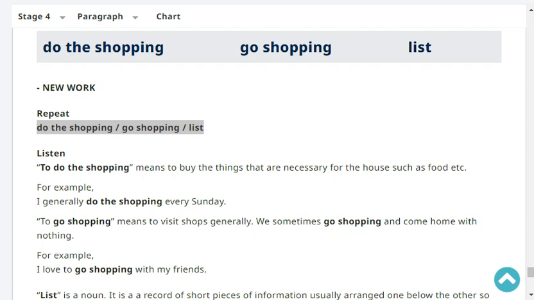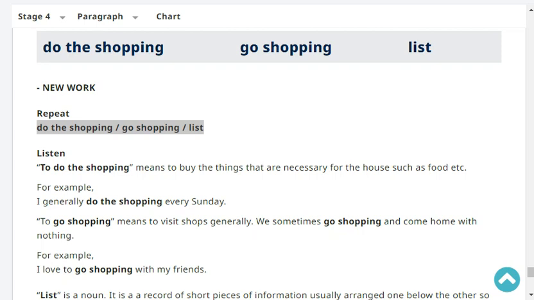To do the shopping. When we say to do the shopping or do the shopping, it means to buy the things that are necessary for the house, such as food and grocery items. So it means we go to the supermarket. For example, I generally do the shopping every Sunday.